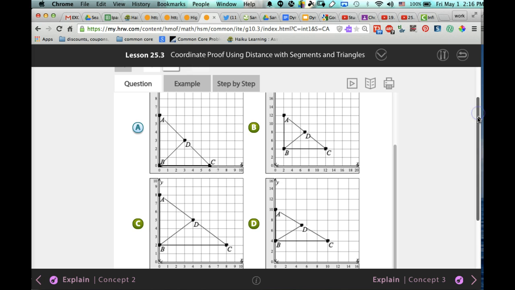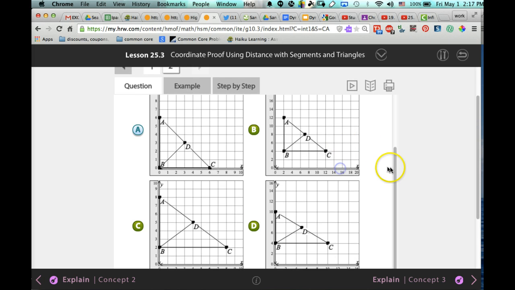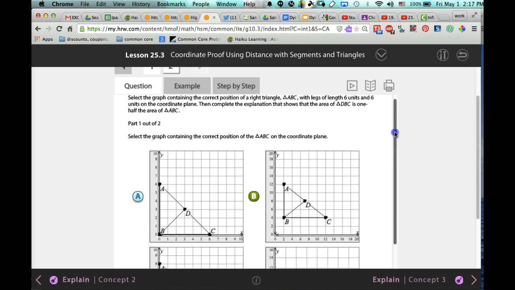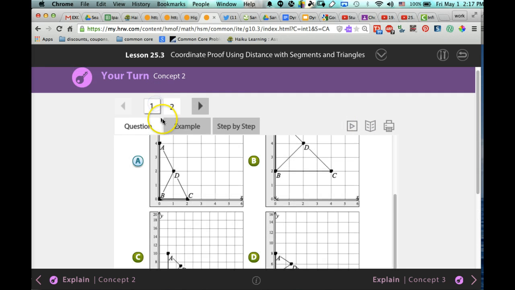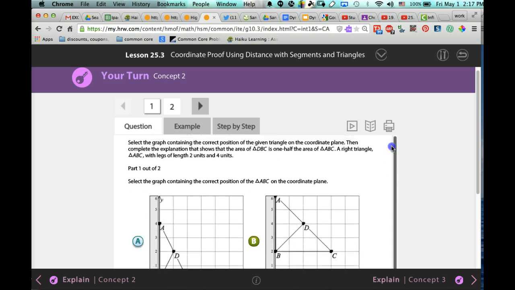Okay? So that is only half the question. If you look at this question over here, this is only part 1 out of 2, and the real question is right here. And so that's what we're going to be trying to do today. And yes, you are advanced, right? You're doing great. I am so proud of you.